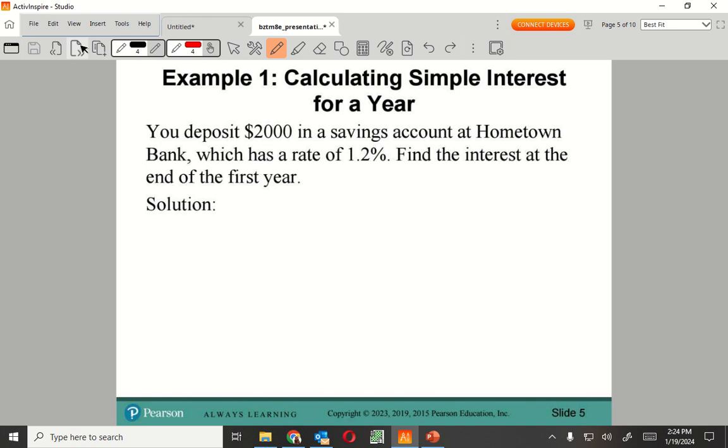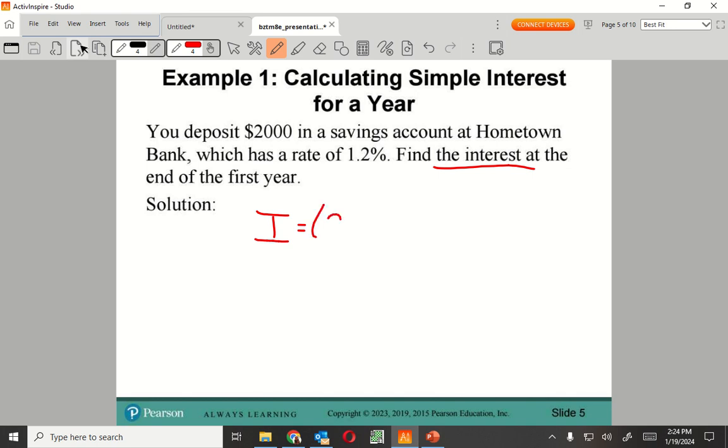You deposit $2,000 in a savings account. What is that $2,000 going to be referred to as? Principal. That's my principal. Very good. That's my starting amount. In a savings account at Hometown Bank, which has a rate of 1.2%, which is my interest rate, find the interest at the end of the year. So the interest in my formula is I. So I'm looking for I equals, now my principal, what did we say principal was?